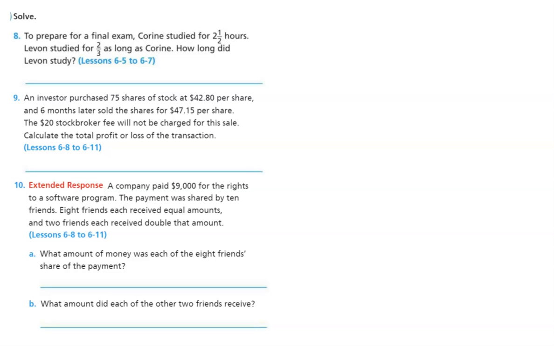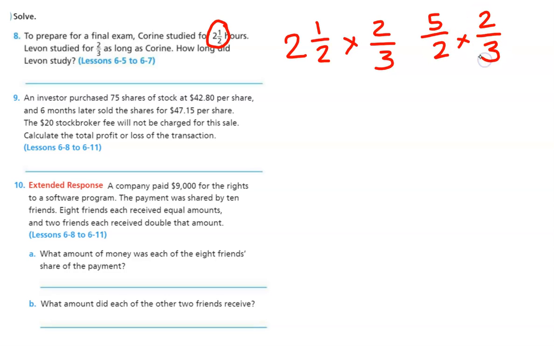So number 8 says, to prepare for a final exam, Corrine studied for 2.5 hours. Levon studied for 2/3 as long as Corrine. Well, just a heads up first before I even solve this, I can tell that Levon studied less, because he's only studying 2/3 as much, which is going to be less than that. So that means my problem here that I'm going to try to solve is 2.5 times 2/3, okay? So I'm going to change this first to an improper fraction. 2 times 2 is 4. 4 plus 1 is 5. So this is really going to be 5/2 times 2/3, okay?